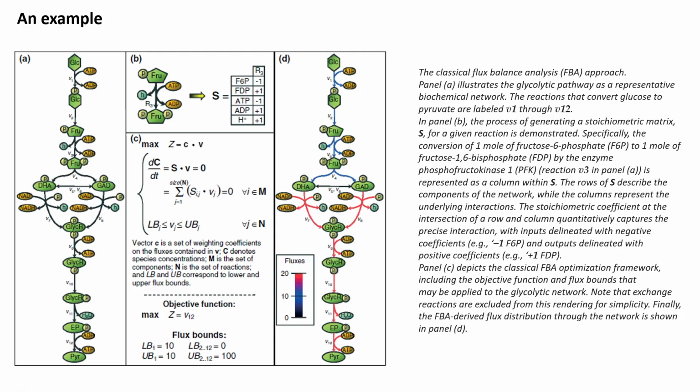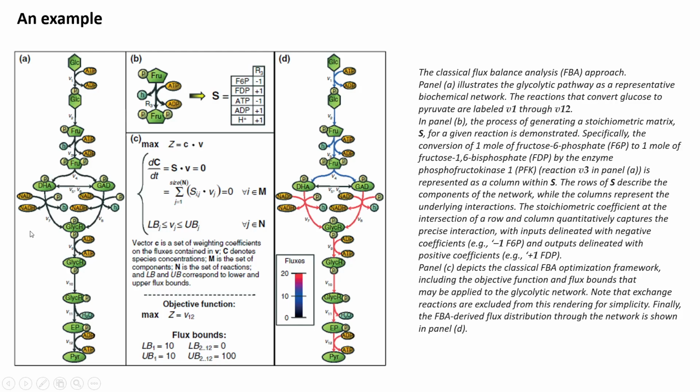So glucose to glucose 6 phosphate to fructose 6 phosphate. Each of these reactions, glucose to glucose 6 phosphate, this is reaction 1. Glucose 6 phosphate to fructose 6 phosphate, this is reaction 2. So V1, V2, up till V12, in total we have 12 reactions here, are the different reaction rates given by the V vector.